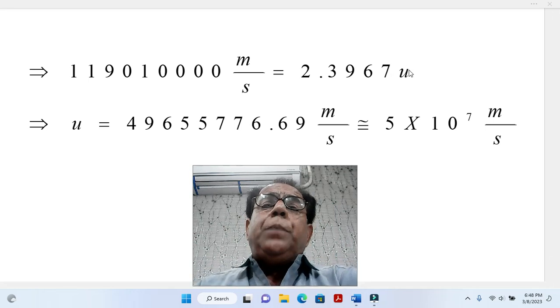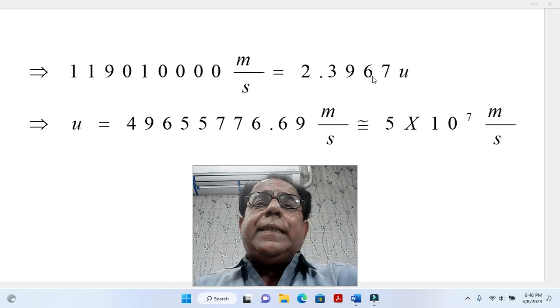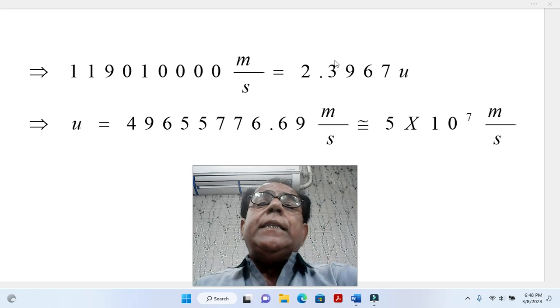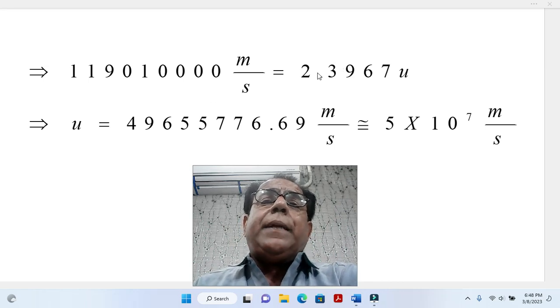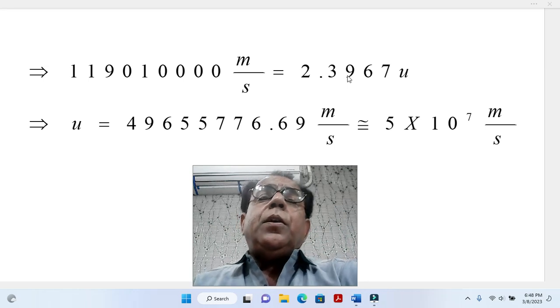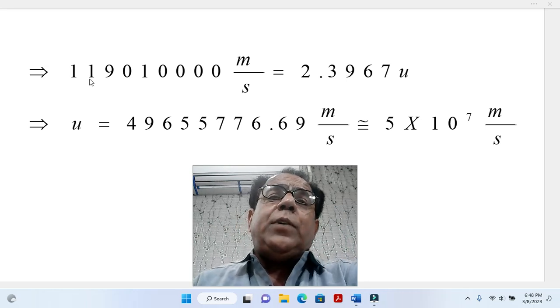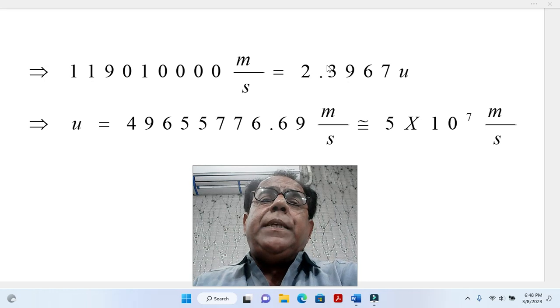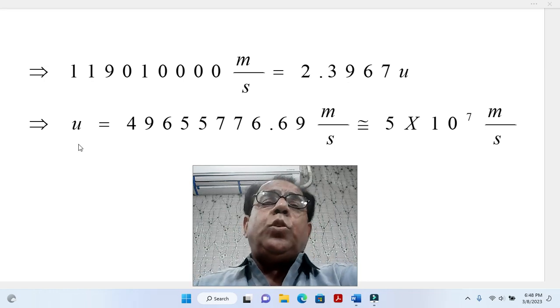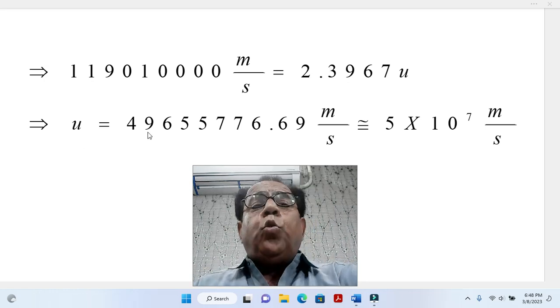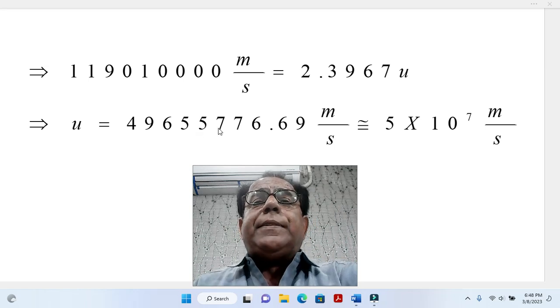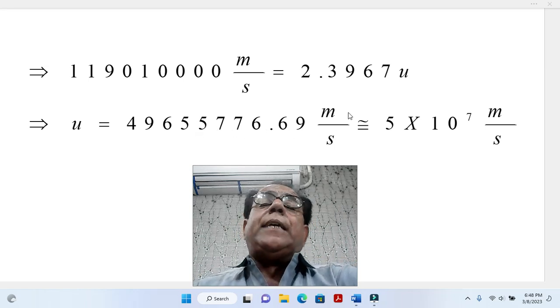So u will be kept on one side and this will be divided on the other side. This will be shifted to the other side, but here it is being multiplied with u, while on being shifted to the other side of the equation it will become the denominator. So u will become 496557776.69 meter per second.